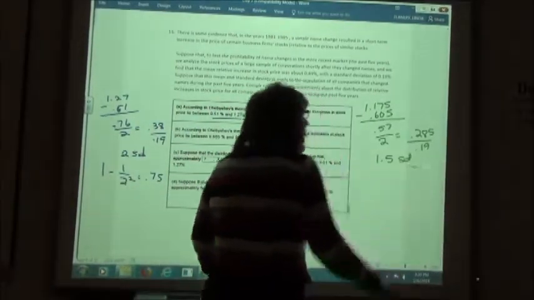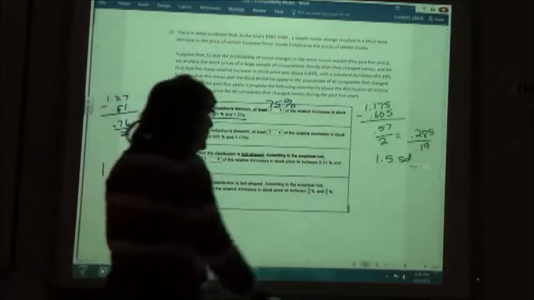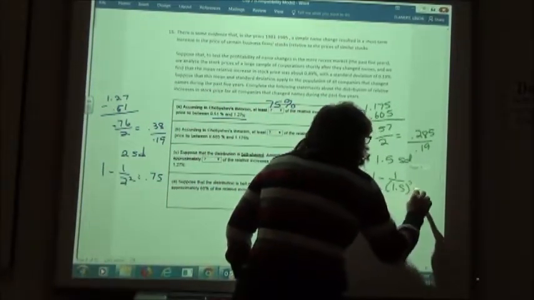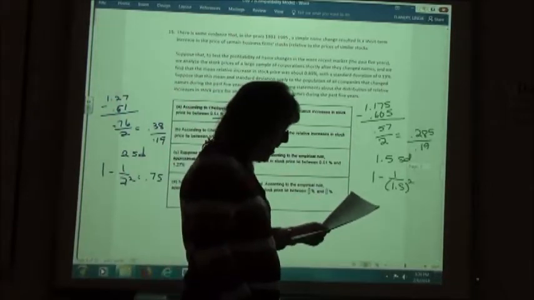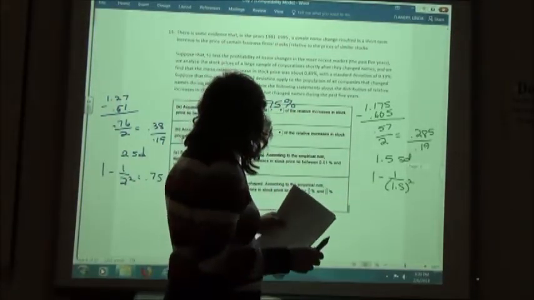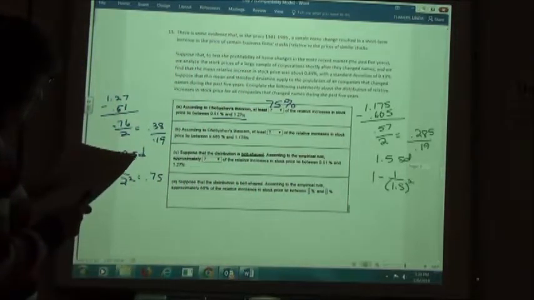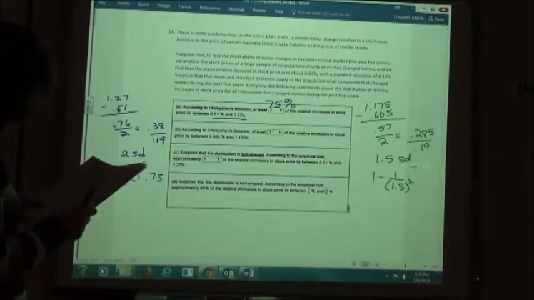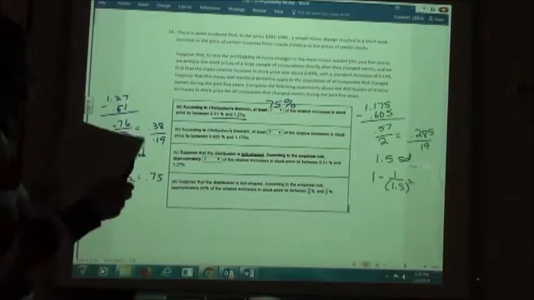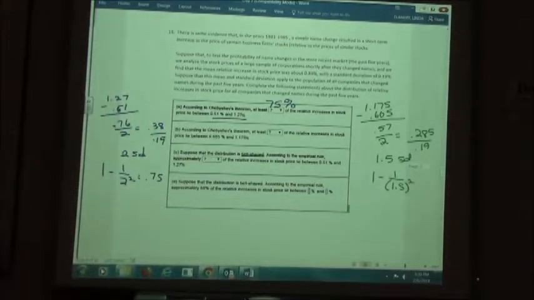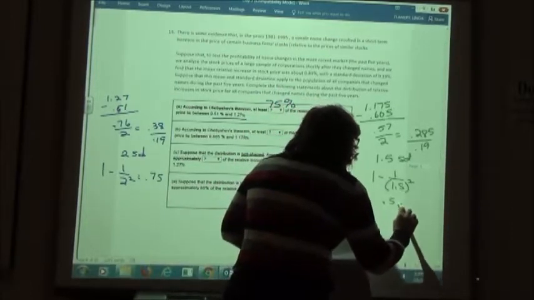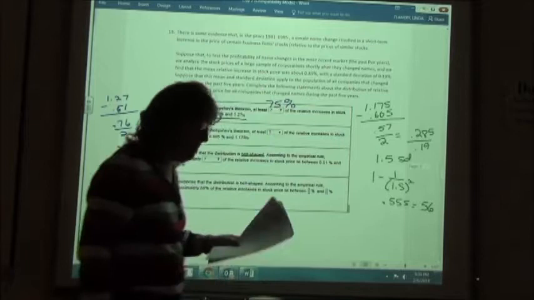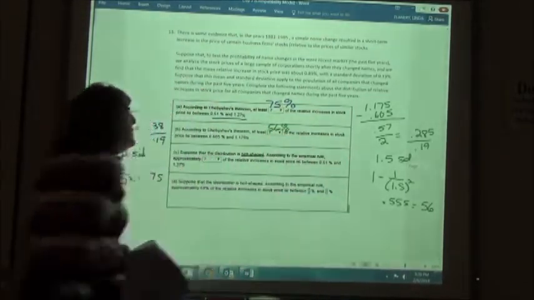Once we know how many standard deviations, we can throw it into our formula: 1 minus 1 over 1.5 squared. The question asks us to round, and it's a drop-down, so it rounded off to the nearest whole number. What did you get when you did this one? It's 0.5555555, so they rounded it off to 56%, which was the choice in the drop-down.